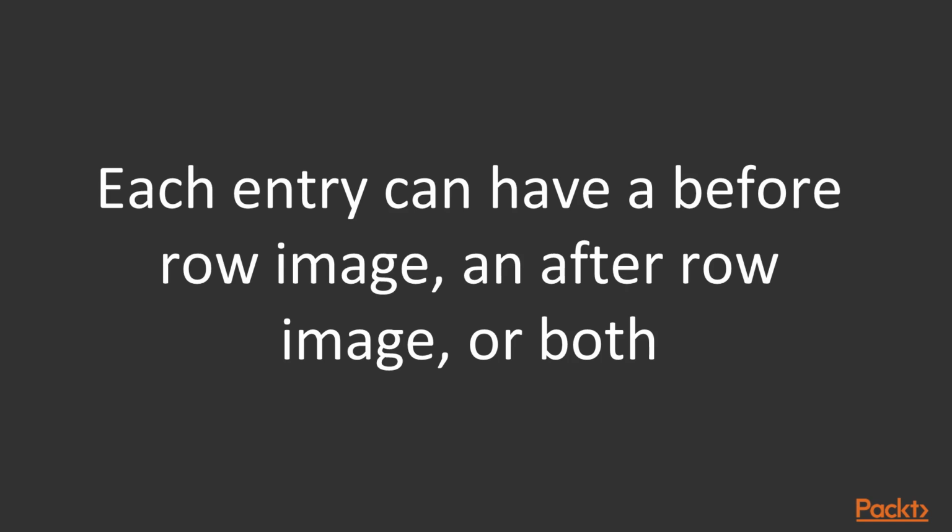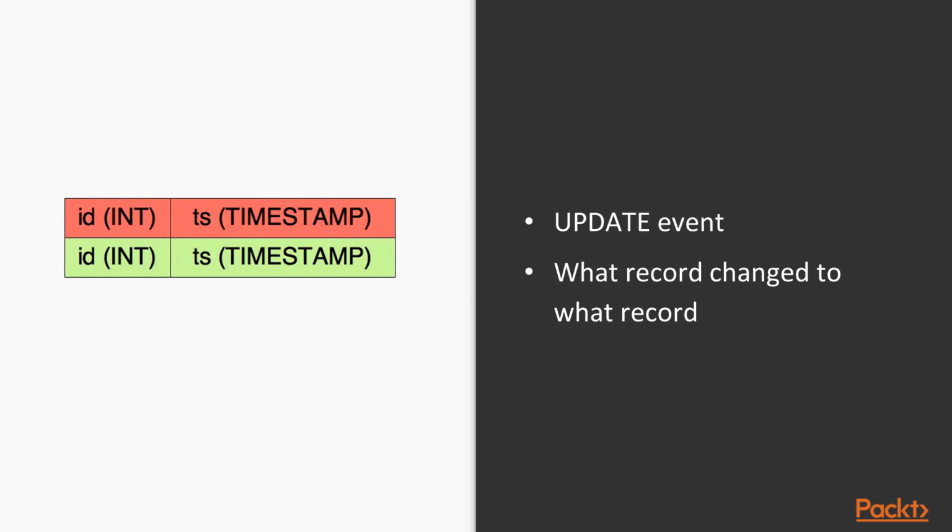Each entry will have a before row image, an after row image, or both. Let's look at the update event first. In case of an update event, the system will store what record changed to what record. The red record is called the before image, the green record is called the after image. A row-based log event for an update describes that the red record is changed to the green record.